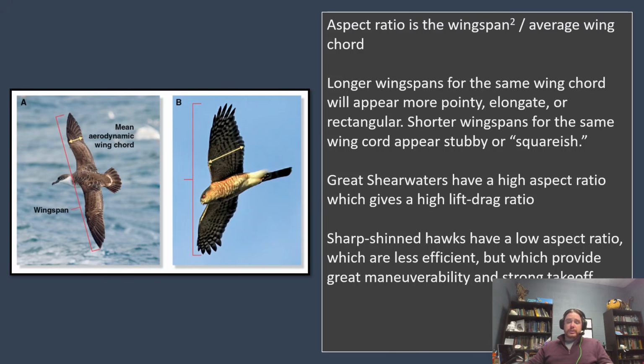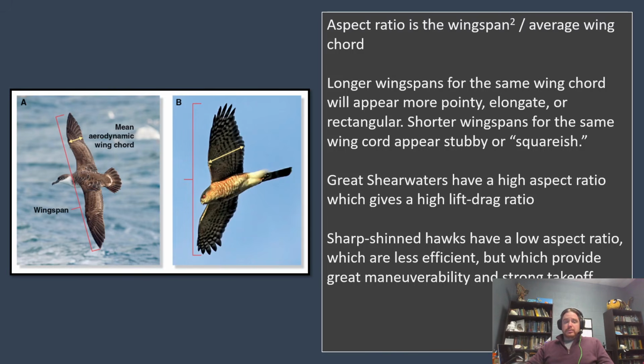Sharp-shinned hawks, on the other hand, with their lower aspect ratios, more blocky, squarish shaped wings, are less efficient in terms of lift-to-drag ratio. They produce more drag relative to lift. But as a trade-off, they are much more maneuverable, and they have a relatively strong takeoff as well. So there is a trade-off between lift and drag and the aspect ratio.